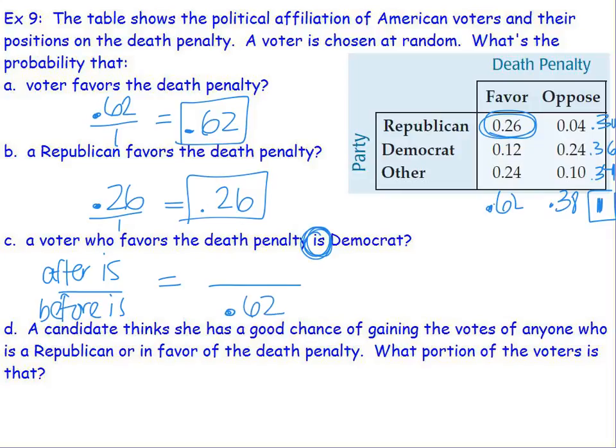Now we want to focus on the Democrats who favor the death penalty. And so that is 0.12. And so this needs to be reduced. So 0.12 divided by 0.62, math, enter, is 6 out of 31.